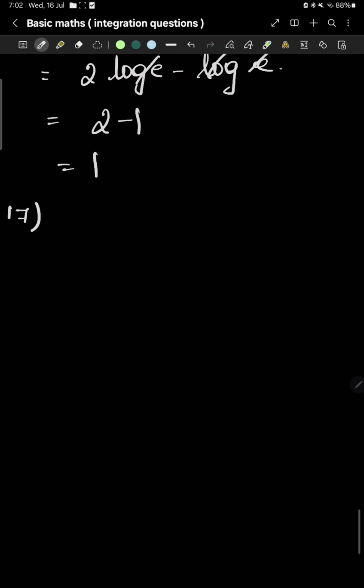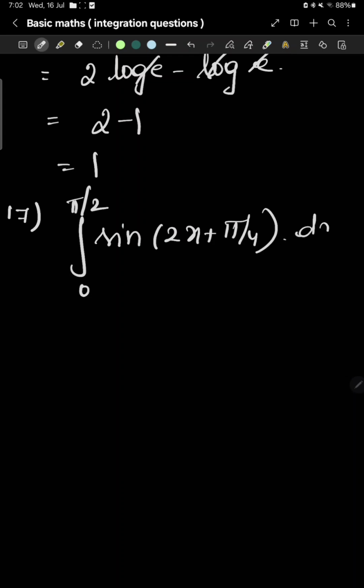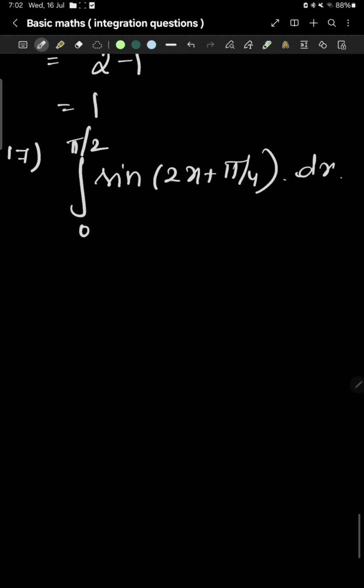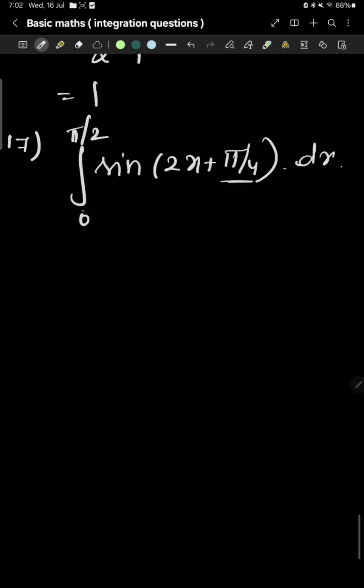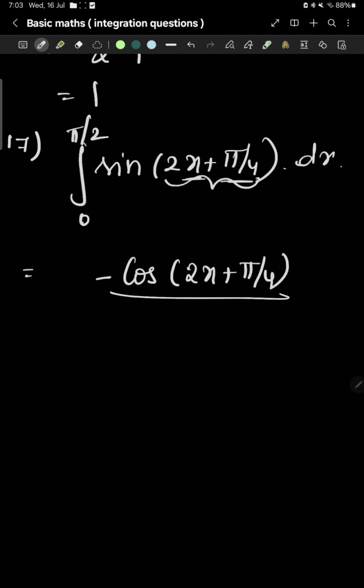And for the 17th question, the integral of 0 to pi by 2 sine of 2x plus pi by 4 into dx. Here pi by 4 behaves as a constant, and x varies from 0 to pi by 2. When I integrate sine 2x plus pi by 4, I will get minus cos 2x plus pi by 4, and in the denominator I have to differentiate the inside, so it will be 2, and the limit is from 0 to pi by 2.